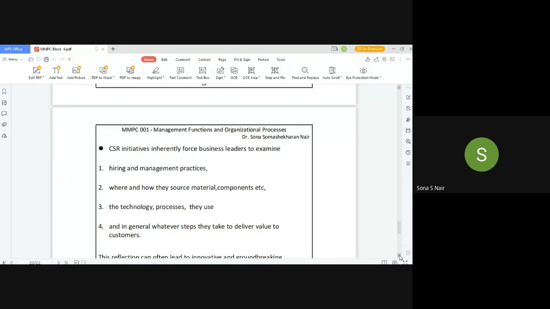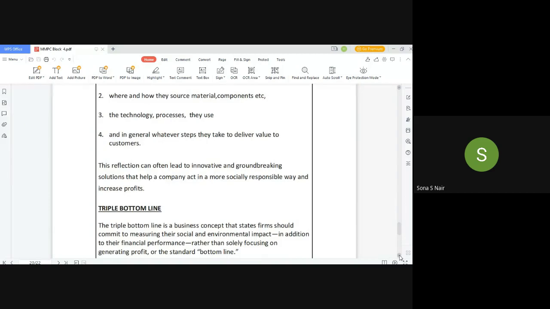So all these things would be there. And this has not been there for a long, long time. Businesses were utilizing the assets of nature or people unethically, and these practices were not there. So nowadays, with the coming of the CSR initiatives, organizations have started thinking in those directions. This reflection can often lead to innovative and groundbreaking solutions that help a company act in more socially responsible ways and increase profits.